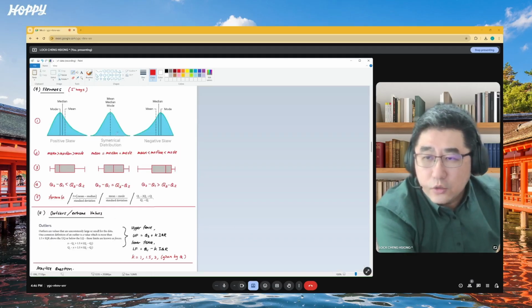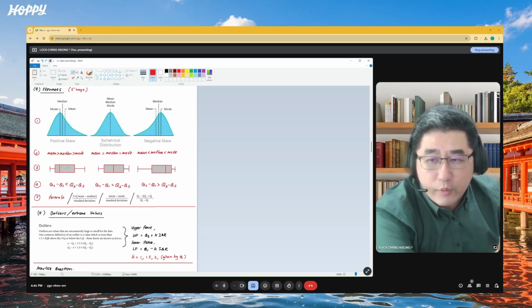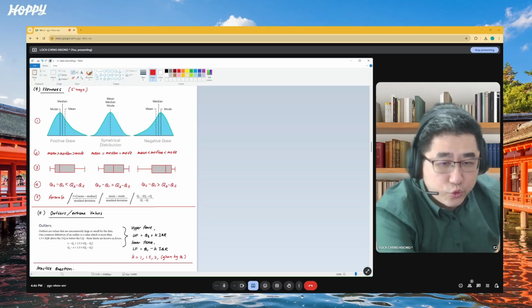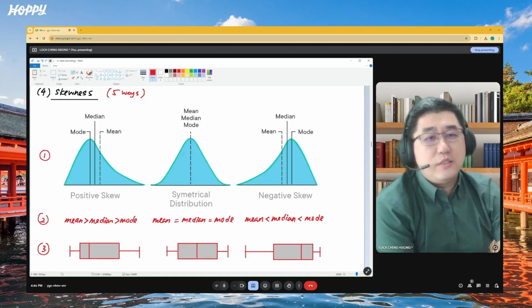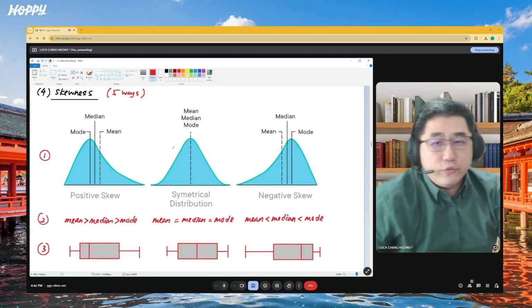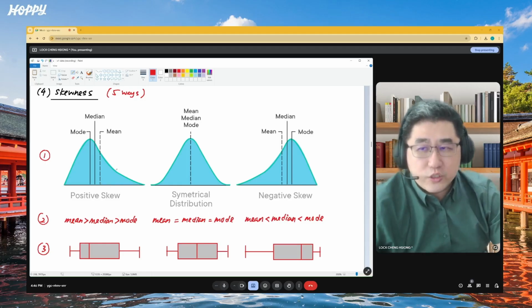They are: number 1, looking at the histogram or diagram. Number 2, calculate the mean, median, or mode. Number 3, looking at the diagram of the box plot. Number 4, calculate the Q1, Q2, Q3 values. Number 5, using the formula. So these are the fixed rules. As long as you see this type, you have to know how to conclude the skewness.